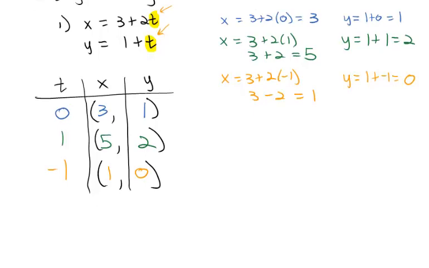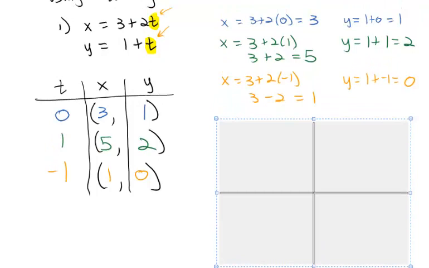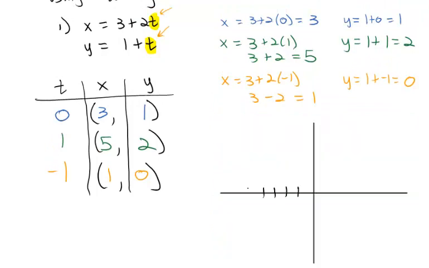So now we should be able to graph these points on the line. Let's see if I can keep the problem on the screen at the same time. All right, so the first point in blue was 3 comma 1. The second point in green, 5 comma 2. And the third point in orange, 1 comma 0. And you'll notice that those are all on a nice, perfectly straight line. That's the idea behind parametric form of an equation. We've got some dummy variable t that we can just plug in to generate the points on the line.